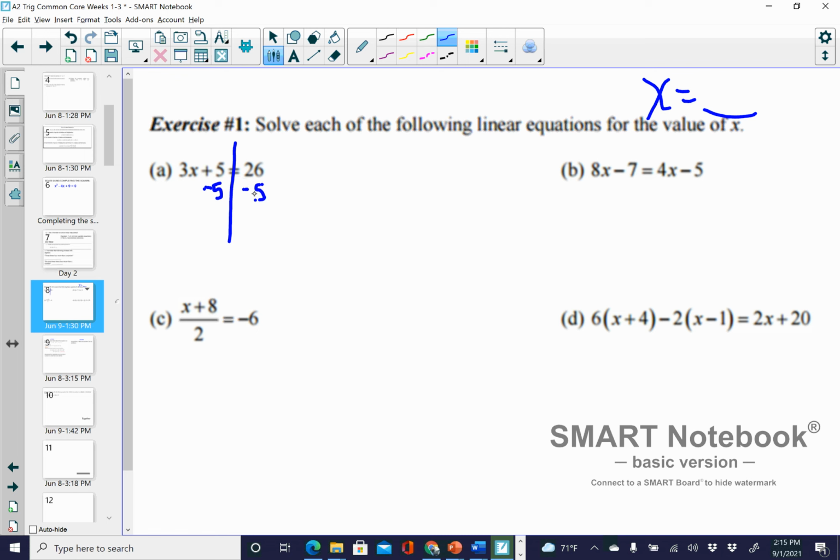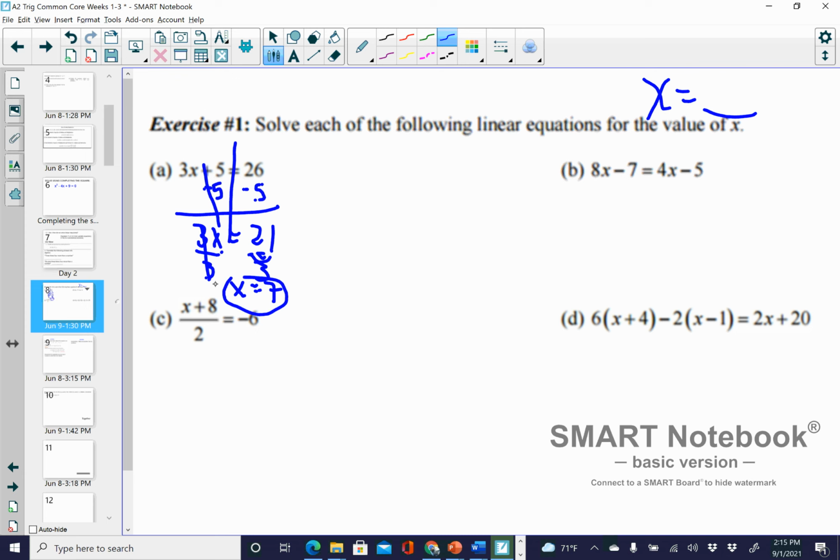Whatever you do to the left, you do to the right. So these cancel out, and you're left with 3x is equal to 26 minus 5 is equal to 21. To get the 3 out of the left side, this is 3 times x. The opposite of times is division, so we want to divide both sides by 3. So these cancel out, and you're left with x is equal to 7.